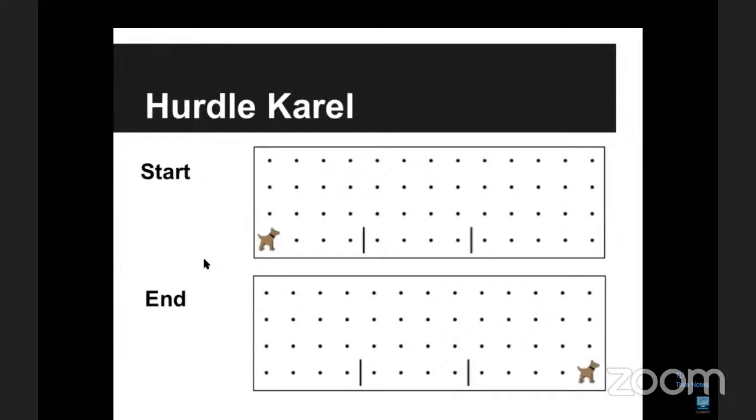So in this video, what we're going to do is we're going to solve the problem called Hurdle Carol. So Carol starts in this top world, all the way on the left facing east, and has a series of 2 hurdles in front of him. And we need to jump over those hurdles, and then finish this race. So let's go into our code editor and write this program.